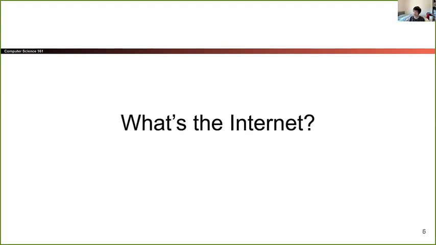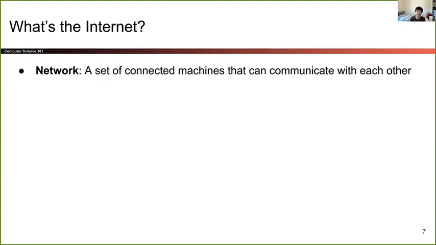So the first question that we can ask ourselves is, what is the internet? I think we all use this term fairly loosely, but let's just define what these things are with their real terms. So a network is really just a set of connected machines, and these machines can communicate with each other. So right now, my computer is connected to a network. This computer can communicate with my phone, which is also on the network, and it can communicate with my laptop, which is also on that same network.